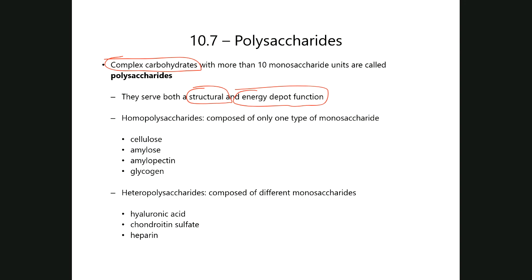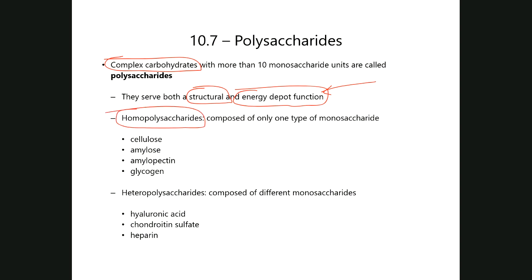And many of them will also serve as a source of energy, as a storage form of energy. That's what we call an energy depot, in between meals. So this is when we're going to talk about glycogen, among other things. So we classify them broadly into two categories.